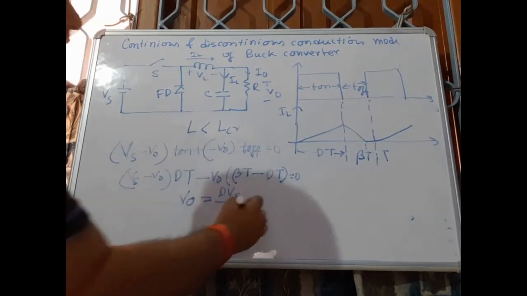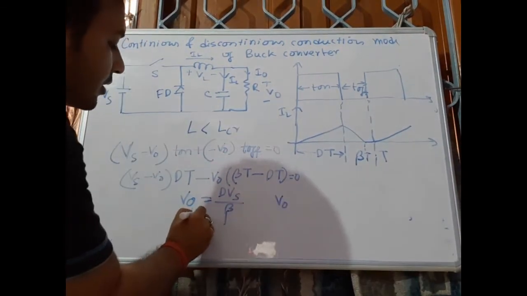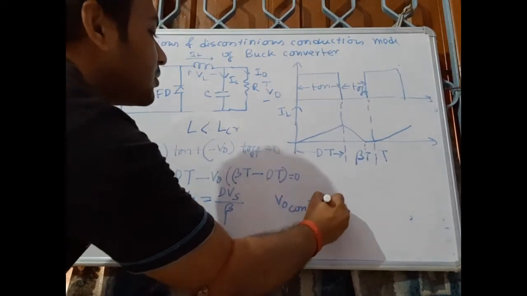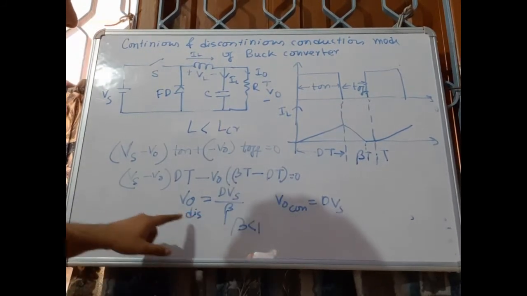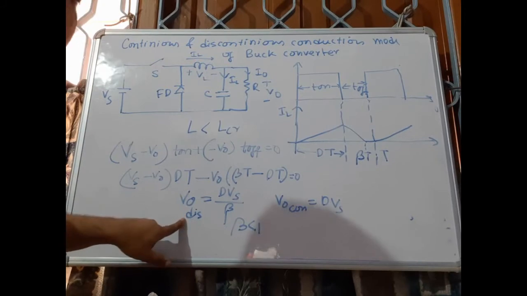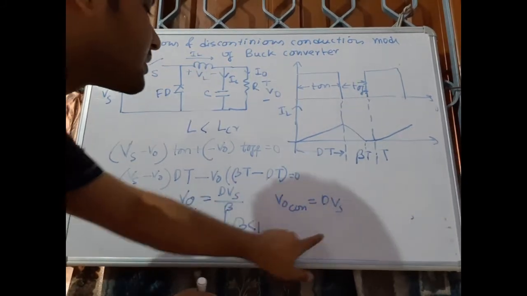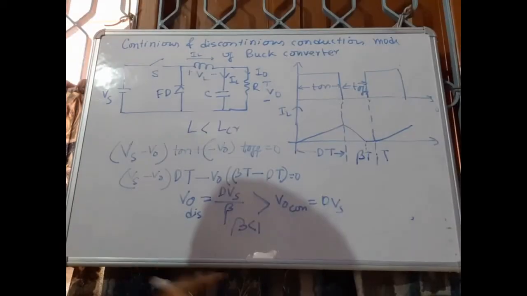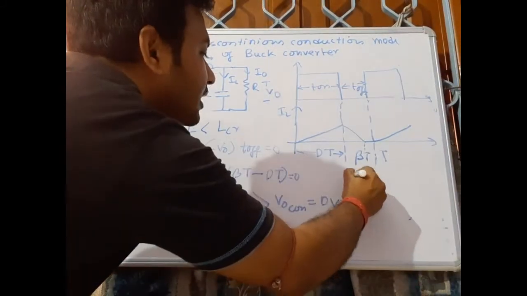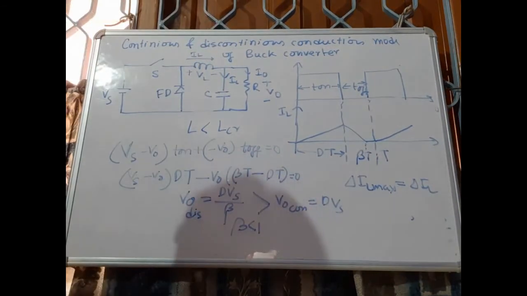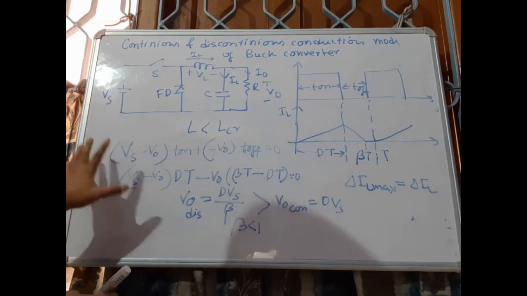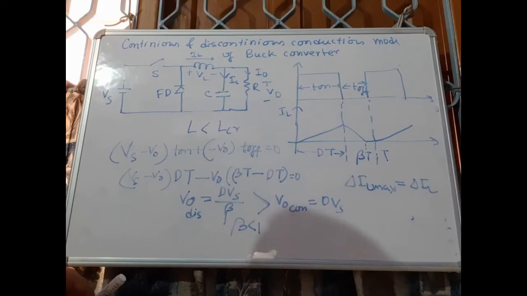Now for continuous conduction mode we have dVs, and for discontinuous conduction mode beta is less than 1. So if beta is less than 1, the value of output voltage for discontinuous conduction mode is always greater than continuous conduction mode. So this is very important. And this IL max is actually delta IL. Okay, so I finish here. This is the overview of discontinuous conduction mode. Thank you.